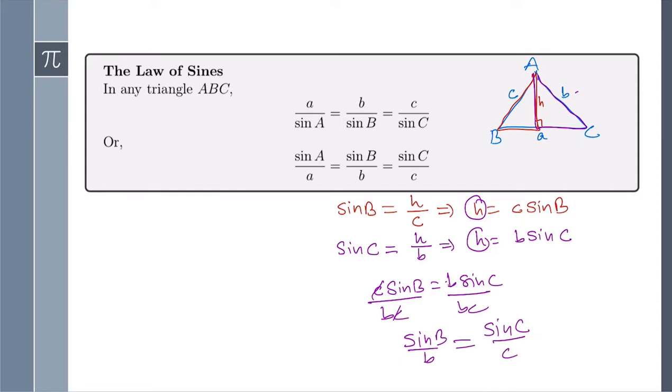So when we drew that perpendicular from angle A to the other side, side BC, we got this relationship. If we repeat the process and draw the perpendicular from B to the other side, we get sine C over lowercase c equals sine A over lowercase a. And if we do it from C, we get sine A over a equals sine b over b. When we combine those three equations, this is what we get.